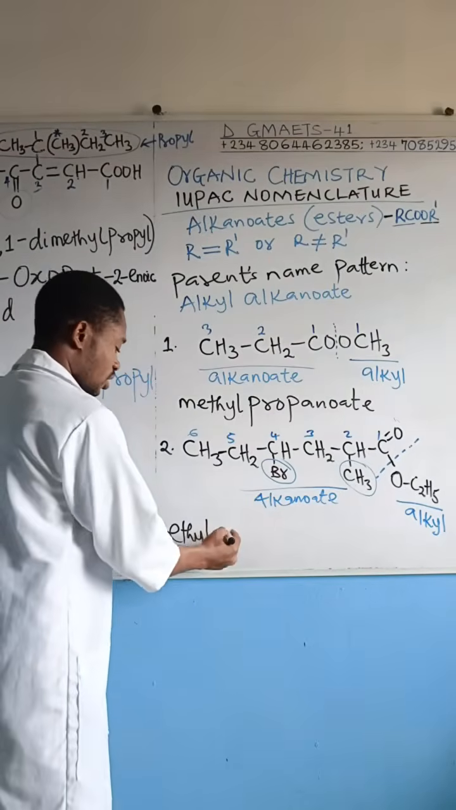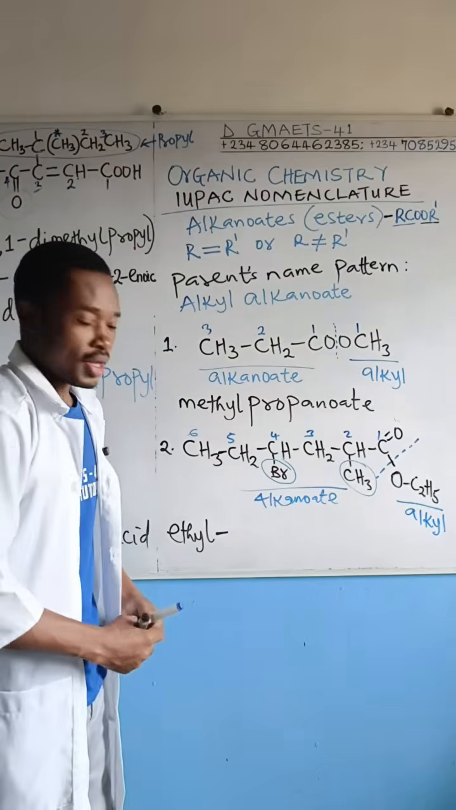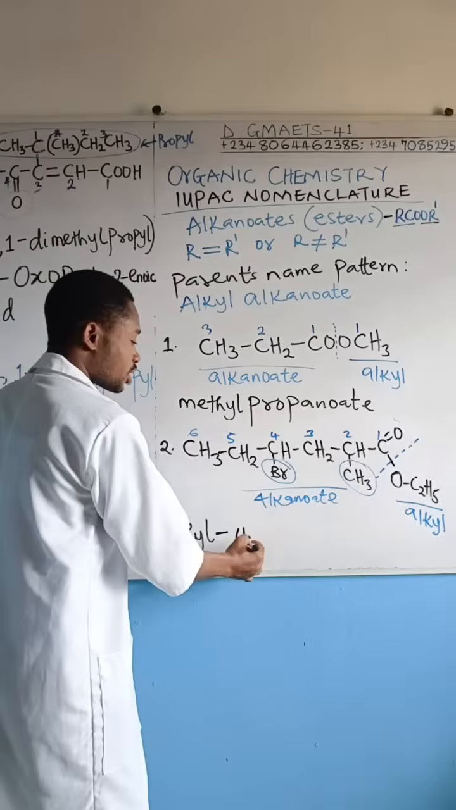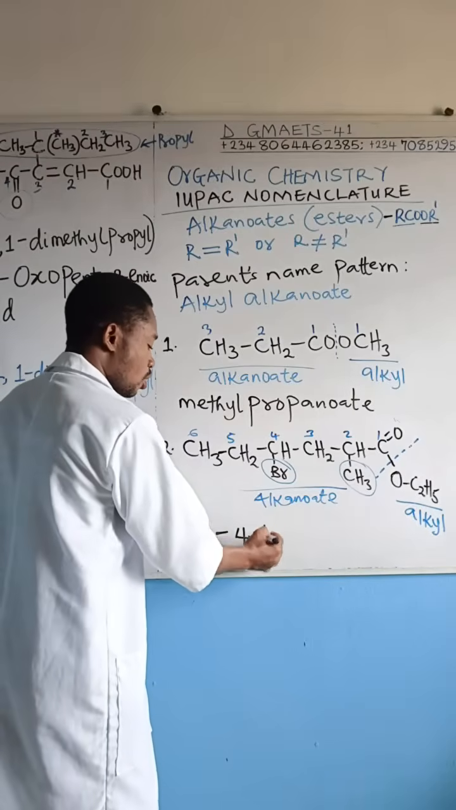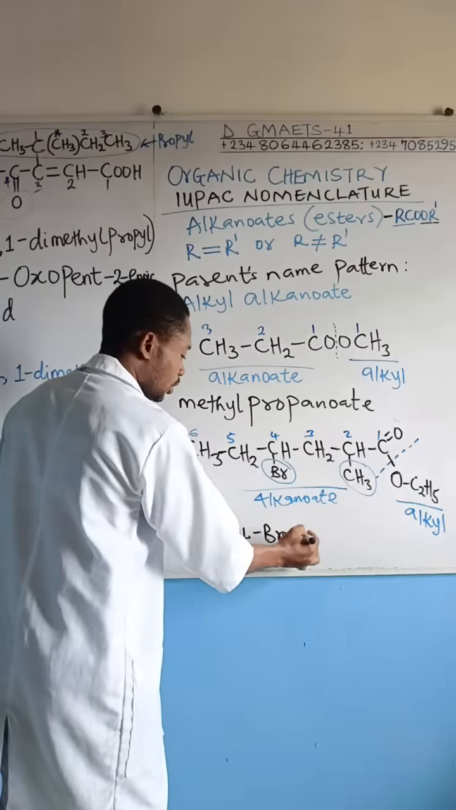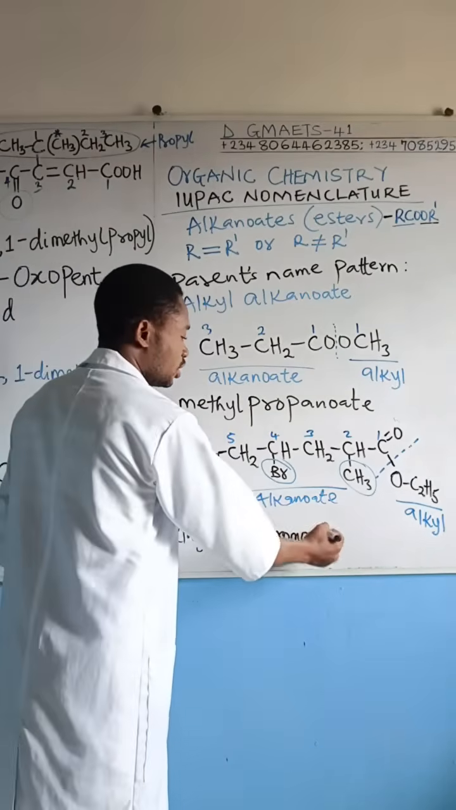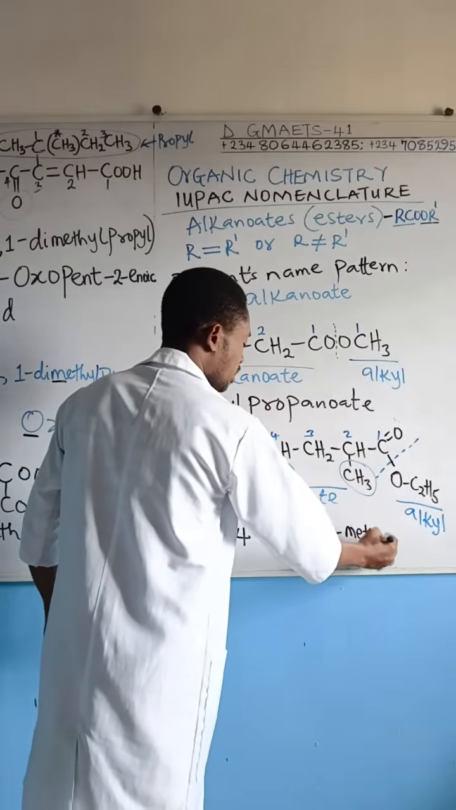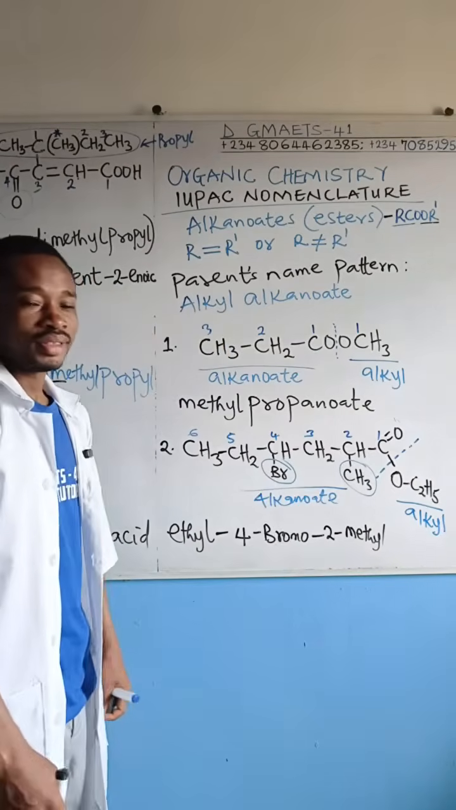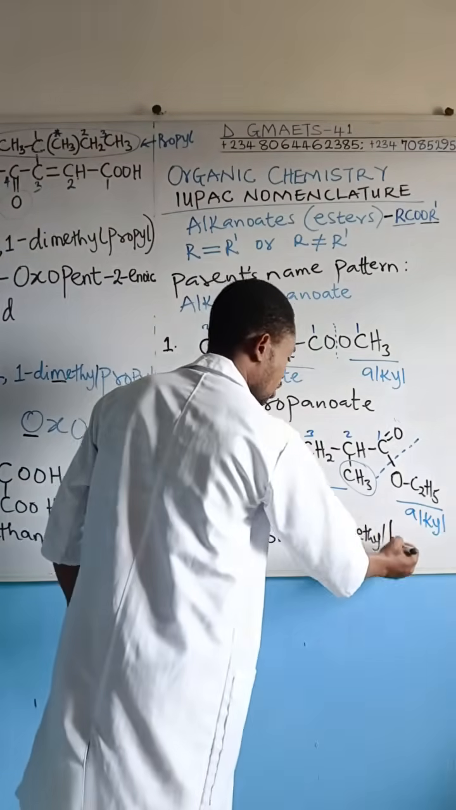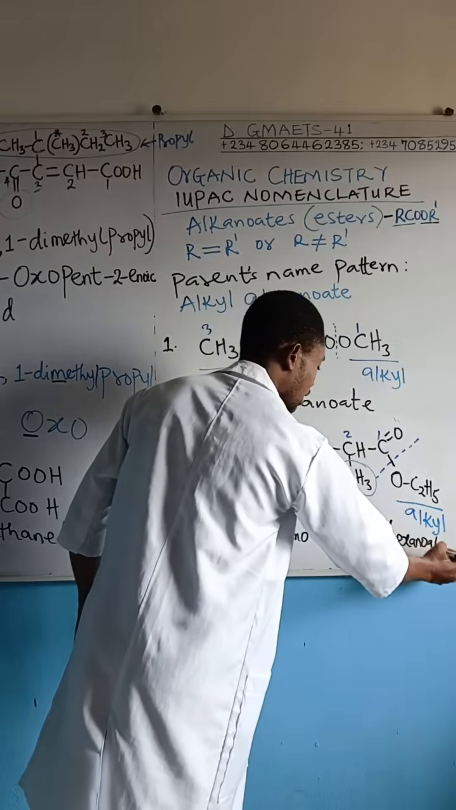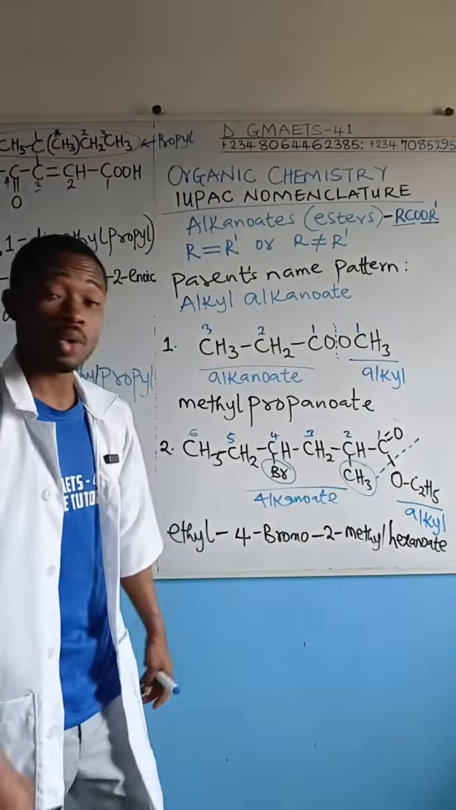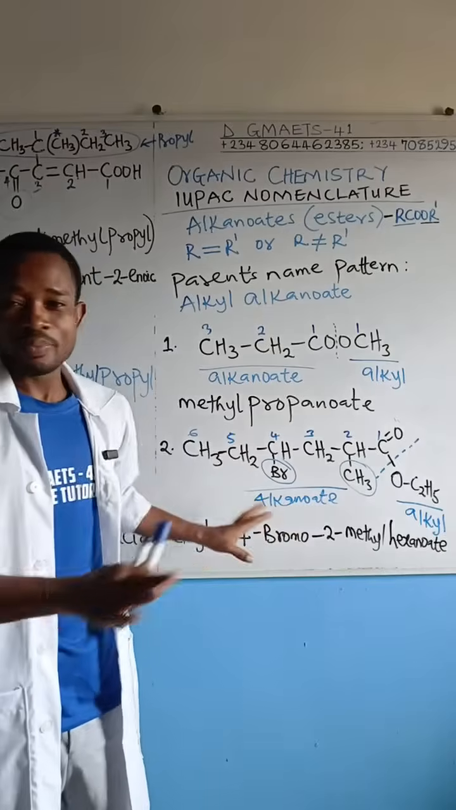So this is going to give us ethyl. Are you there? Then hyphen, on the 4th carbon atom of the parent on the alkanoate part, you have bromo. Then on the 2nd carbon atom of that alkanoate part, you have methyl, and no other substituent. So you conclude with the parent name, which is hexanoate, on that left hand side. So this is ethyl 4-bromo-2-methyl hexanoate. And you can see how simple we handle this.